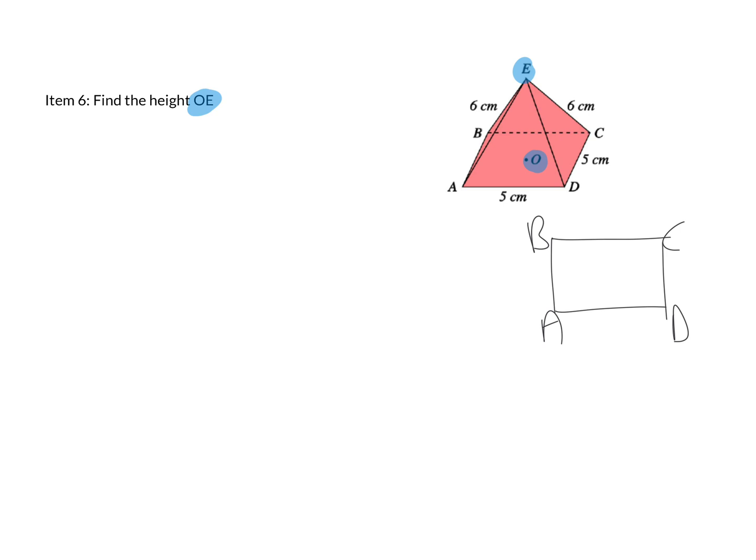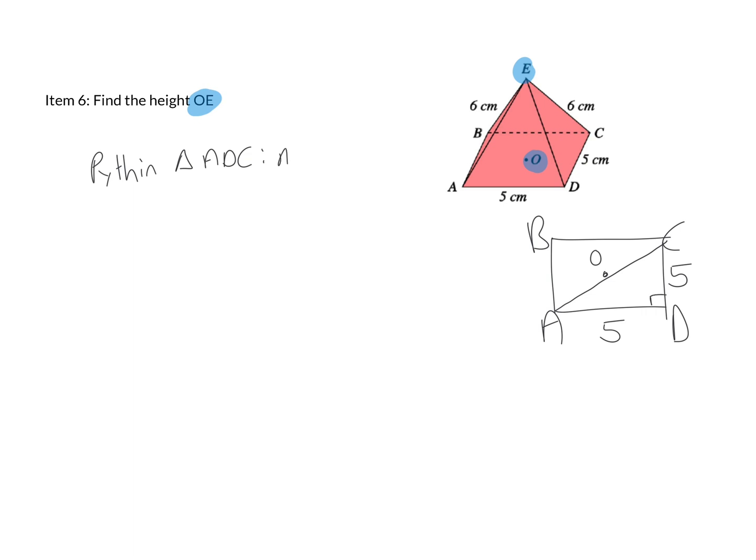And I want to work out CO, and O sits here in the middle. If I want to find CO, that's half of AC. That's 5, that is 5. First I start with Pythagoras. In triangle ADC, it's a 90 degree at D.